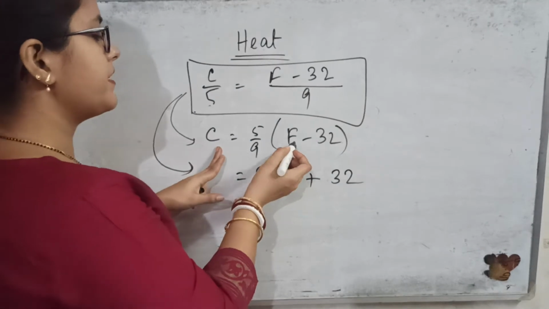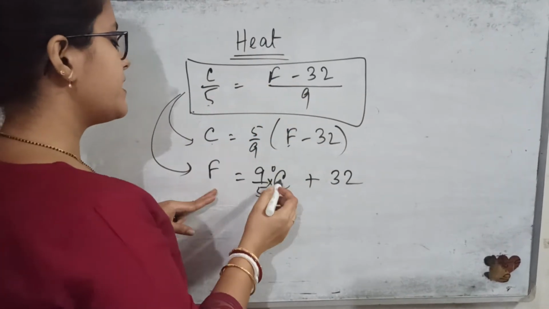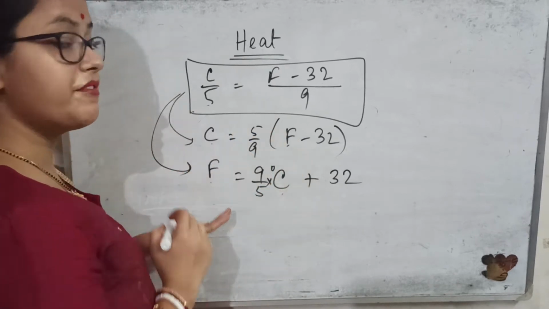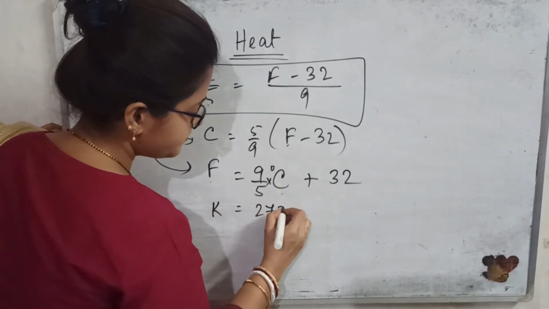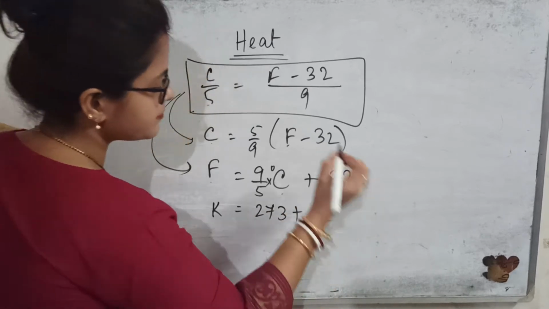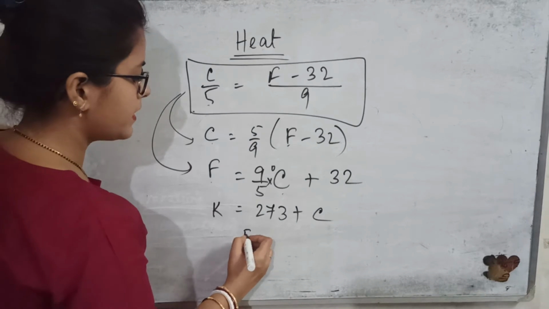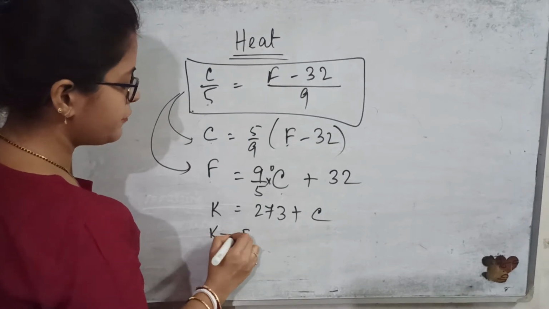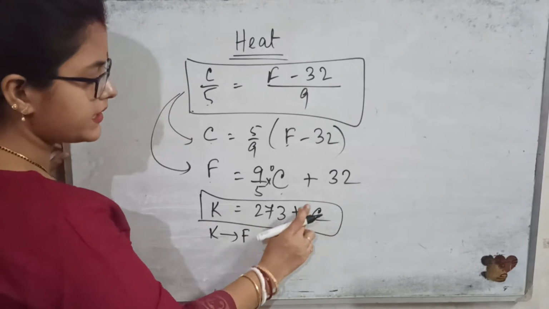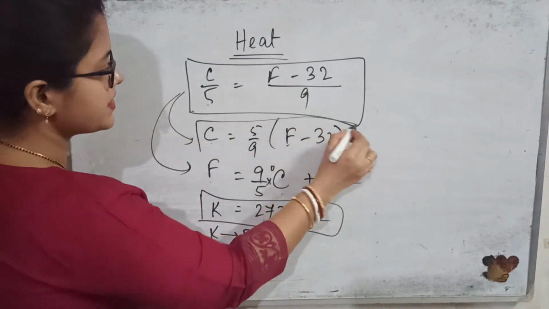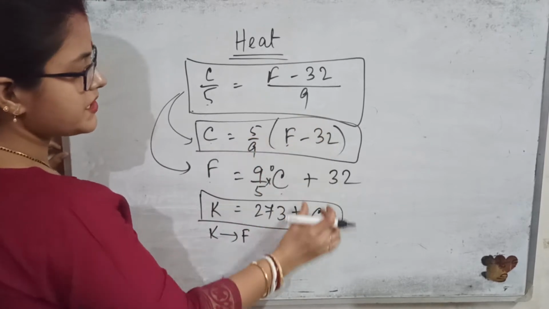If it is given in Fahrenheit, you can find it in Celsius. If it is given in Celsius, you can convert it to Fahrenheit. And another formula is in Kelvin. Now suppose you are asked to convert Kelvin to Fahrenheit. For Kelvin to Fahrenheit there is no direct formula, but we can convert Celsius to Fahrenheit by using this formula. So you can substitute the value of C with this formula.